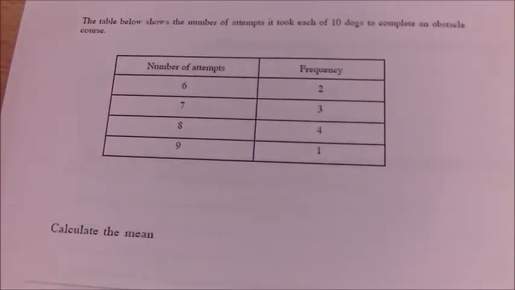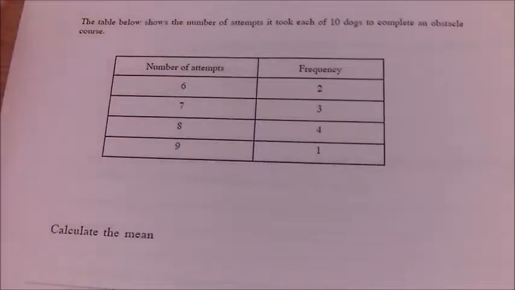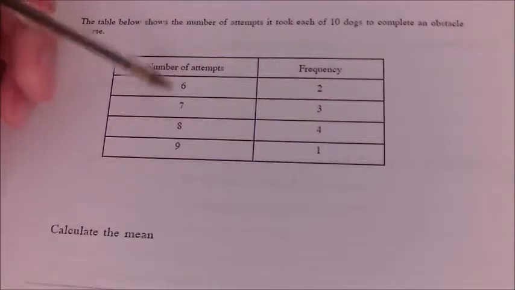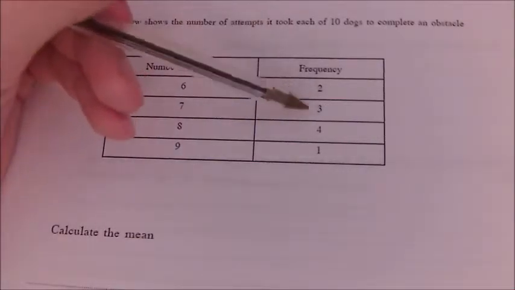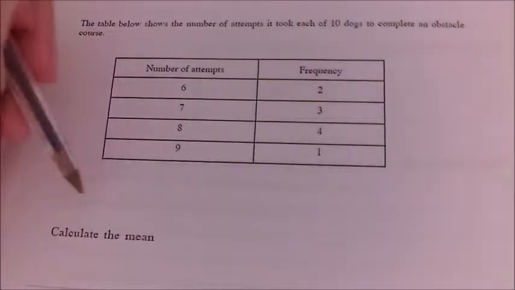So question 1 on this video is: the table below shows the number of attempts it took each of 10 dogs to complete an obstacle course. We've got the number of attempts 6, 7, 8 and 9, and the frequency is 2, 3, 4 and 1 respectively, and we're looking to calculate the mean.